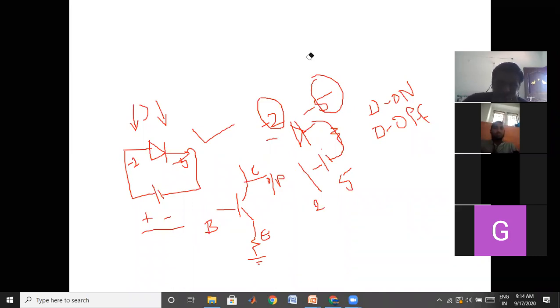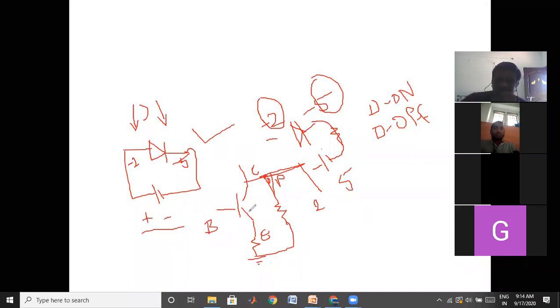What it indicates is that if I connect the load here, one terminal of the output is connected at this point, and the other terminal should be grounded. The other terminal is grounded, meaning it is connected at this point. That means your output voltage is taken across this, when the transistor is on.